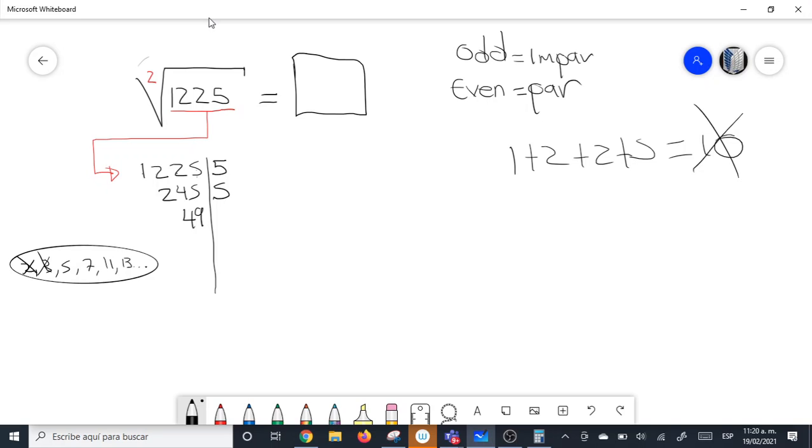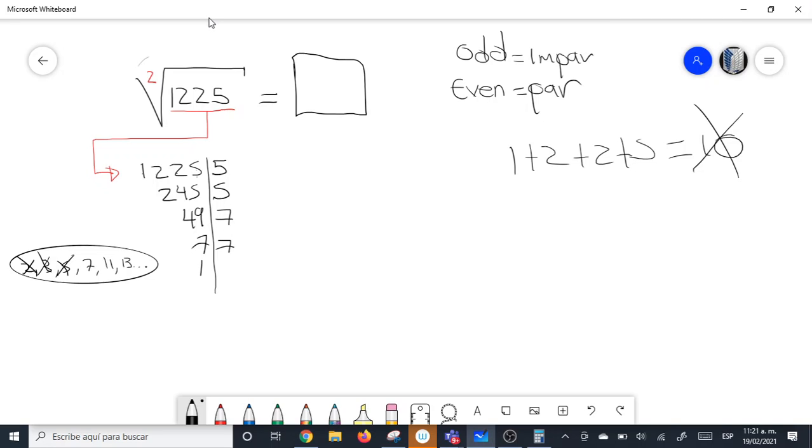But in this case, 49 is not divisible by 5 because it doesn't finish in 5 or 0. So we have to continue with the next number. The next number is 7, and 49 is divisible by 7 because it's part of the table of 7. So 49 divided by 7 gives you 7. And 7 divided by 7 again gives you 1, and we finished the prime factorization, right? So that's the first step of finding a root.